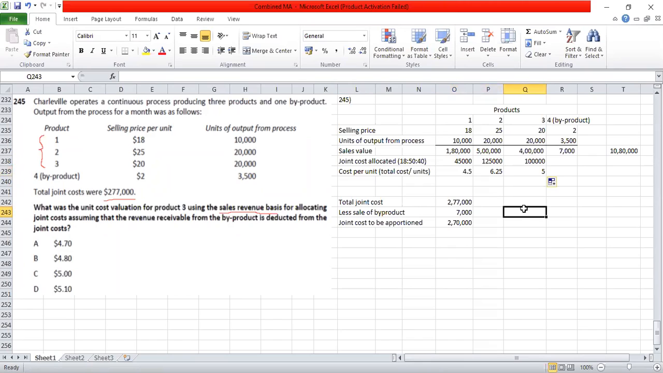So for which product are they asking? Product number 3. 3 is 5. These are the values. For product number 1, it is 4.5. Product number 2, it is 6.25. Product number 3, it is 5. So these are the unit cost per product. I hope you understood.